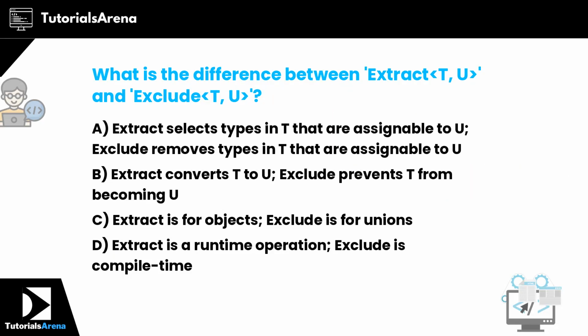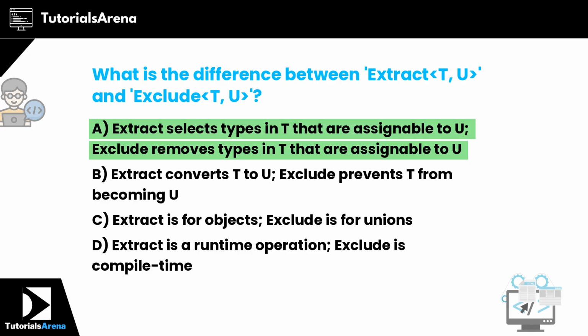What is the difference between Extract<T, U> and Exclude<T, U>? The correct answer is option A. Extract selects types in T that are assignable to U. Exclude removes types in T that are assignable to U.